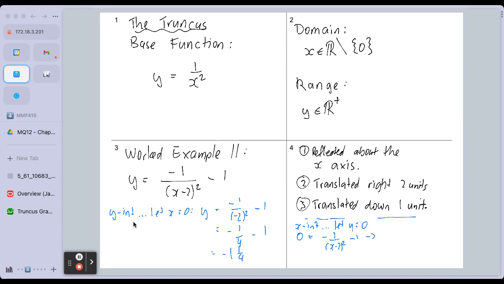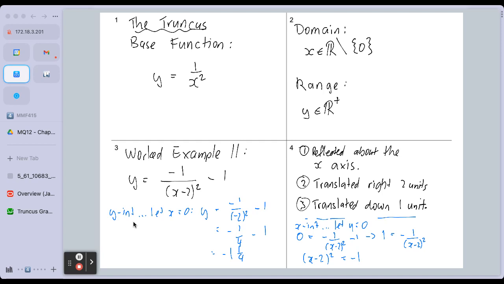Now, I'm going to add 1 to both sides. So that'll give me 1 is equal to minus 1 over x minus 2 all squared. Is that okay? Add 1 to both sides. Now, that x minus 2 all squared needs to be elevated in order to get at the x. So we're going to multiply both sides by x minus 2 all squared. And so we're going to have x minus 2 all squared is equal to minus 1.